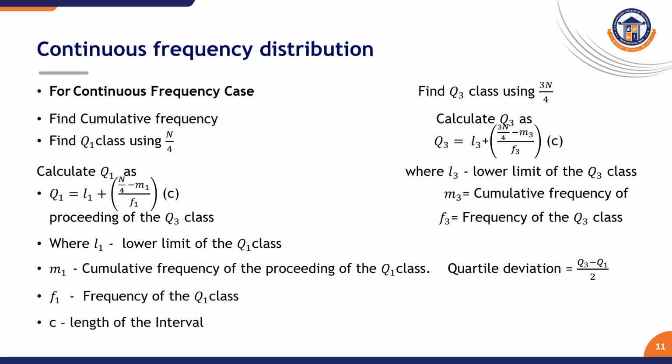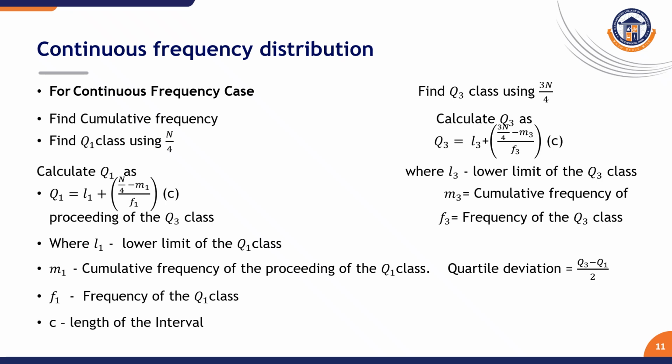Next, let us come to the next topic, continuous frequency class. In this continuous frequency class, we find the cumulative frequency in the same way, then find the Q1 class using n by 4. Then we calculate Q1 as Q1 equals L1 plus ((n by 4 minus M1) by F1) into C. Now L1 is the lower limit of the Q1 class. M1 is the cumulative frequency preceding the Q1 class. F1 is the frequency of the Q1 class. C is the length of the interval.